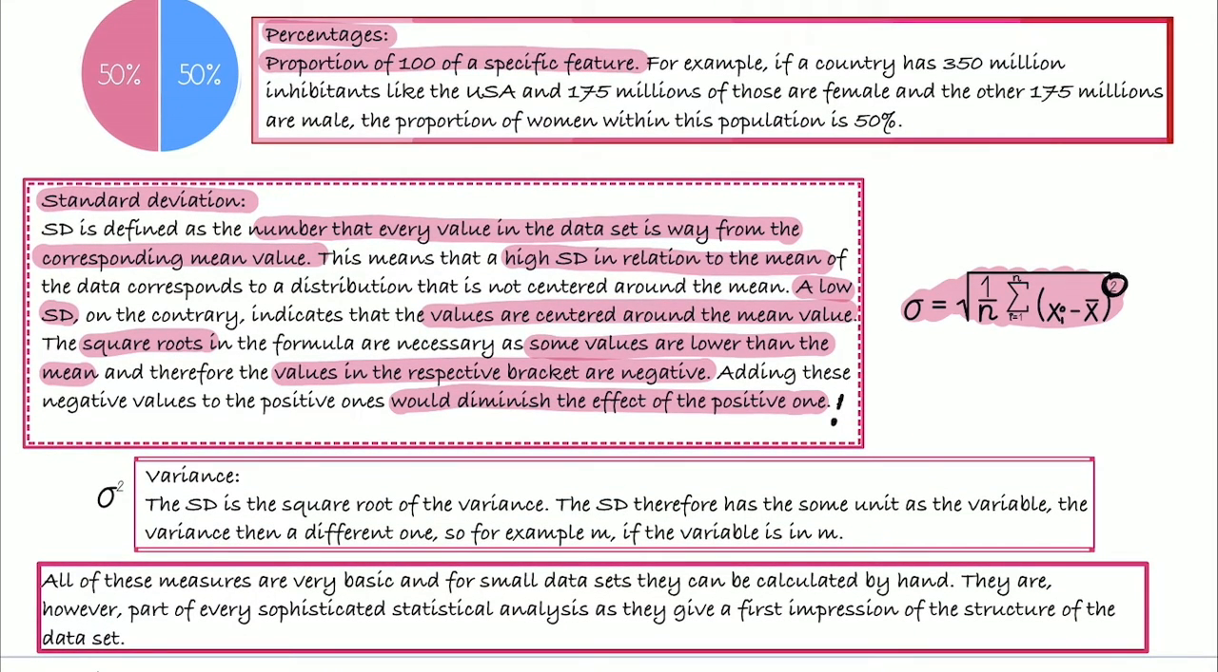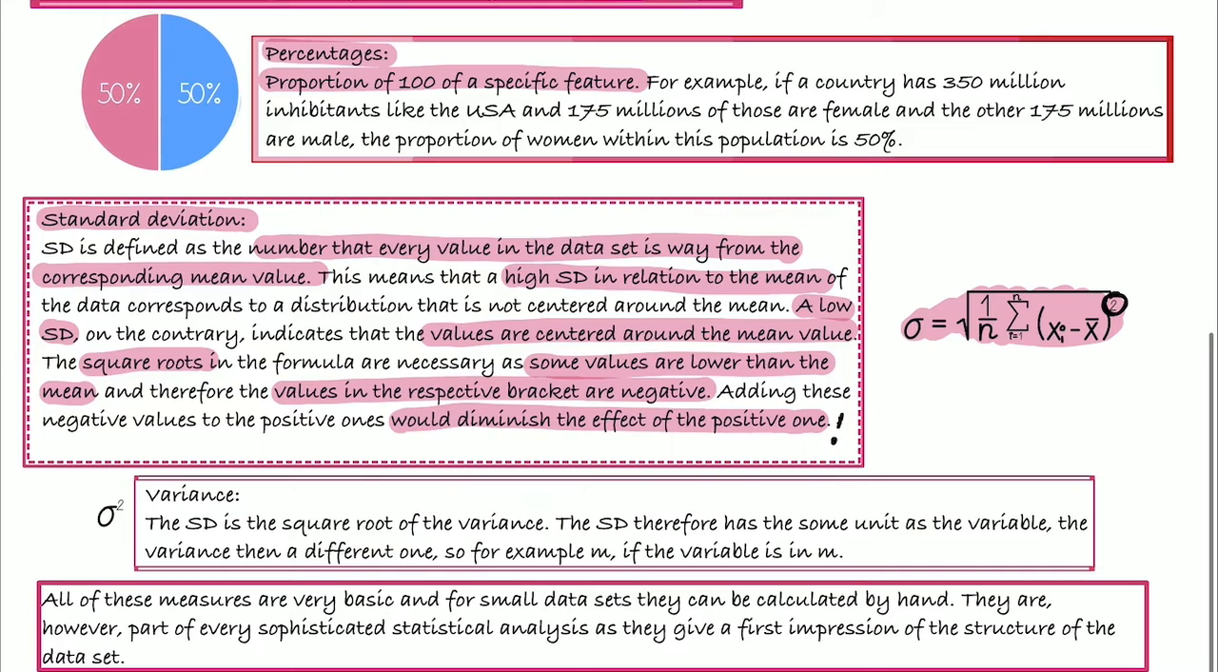Now, you might have heard about variance as well. The variance is nothing else than the standard deviation to the power of 2. This means that the standard deviation has the same unit as the variable, whereas variance has a different one. So if we take meter as an example, if your variable is in meters, then the variance is in square meters. There are applications where you need the variance, and of course you can very easily calculate the standard deviation from it, and the opposite way around.